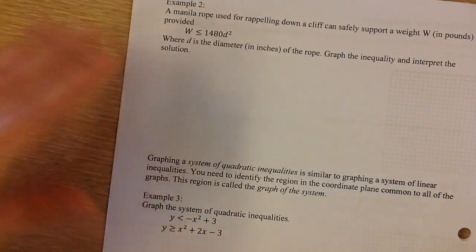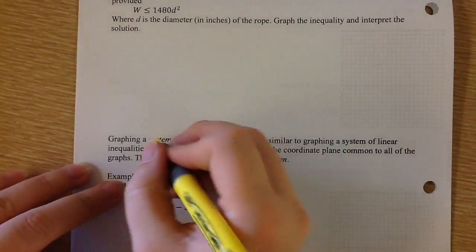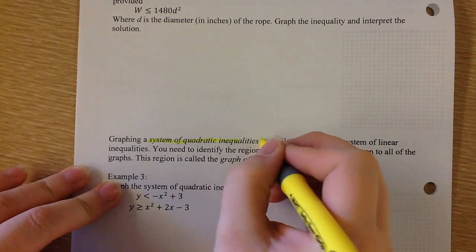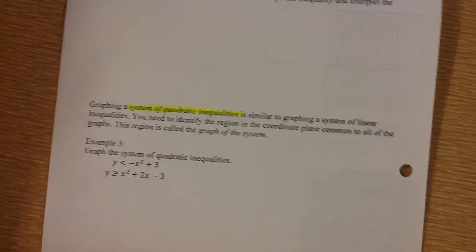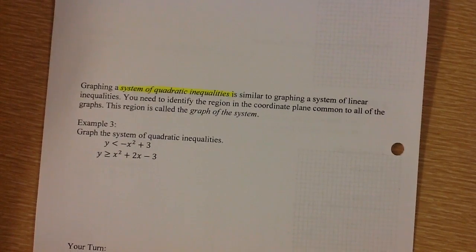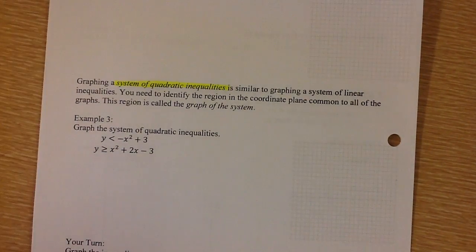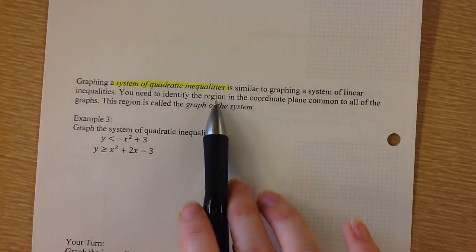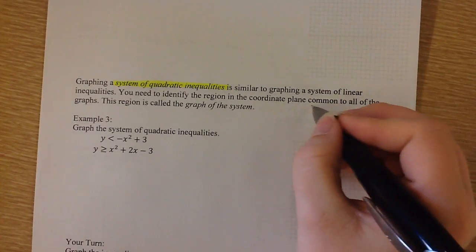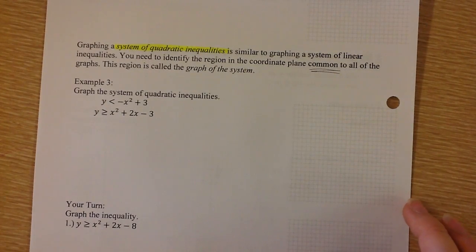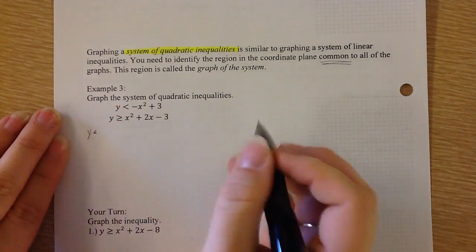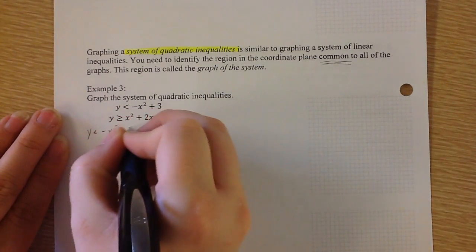Now we're going to step it up and do a system of quadratic inequalities, a system meaning more than one. We're going to have more than one quadratic inequality. So to do this, you basically do the exact same process we just did. You do it twice, and you look for the region that they have in common. We're going to use our calculator to help us with some of the graphing. So first let's do y is less than negative x squared plus 3.